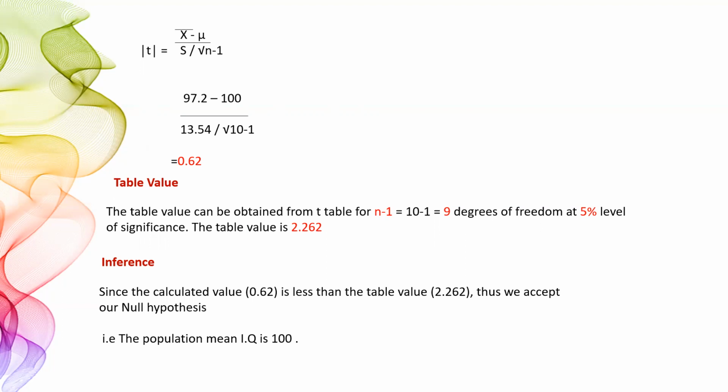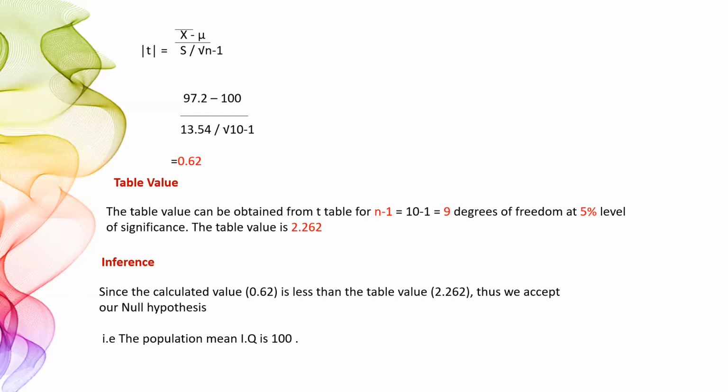So the table value can be obtained from the Student's t table for n minus 1 degrees of freedom. So that is 10 minus 1, 9 degrees of freedom. Here I have taken the level of significance as 5%. So at 5% level of significance, the table value is 2.262. So our calculated value is 0.62 and the table value is 2.262.